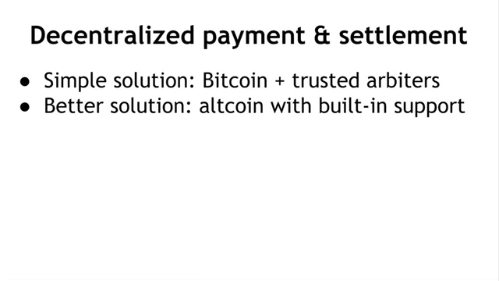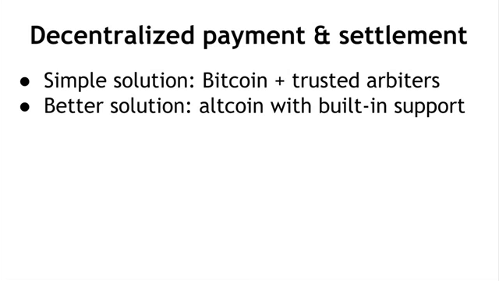Payment and settlement is the easiest given Bitcoin. We can use Bitcoin to do payment. And in the simplest solution, maybe we could use trusted arbiters. We could basically do escrow transactions, and the arbiter will enforce the contract, the fact that if you bet on something that didn't happen, you lose money, simply by not signing transactions.